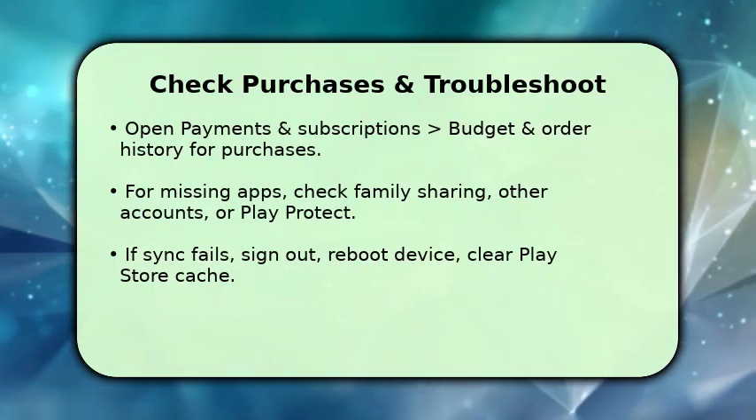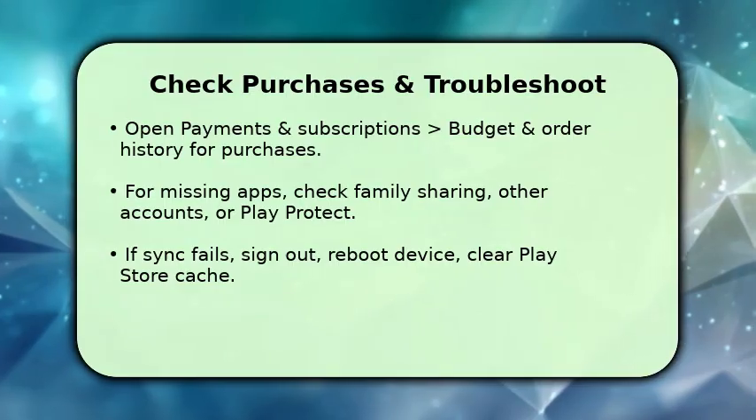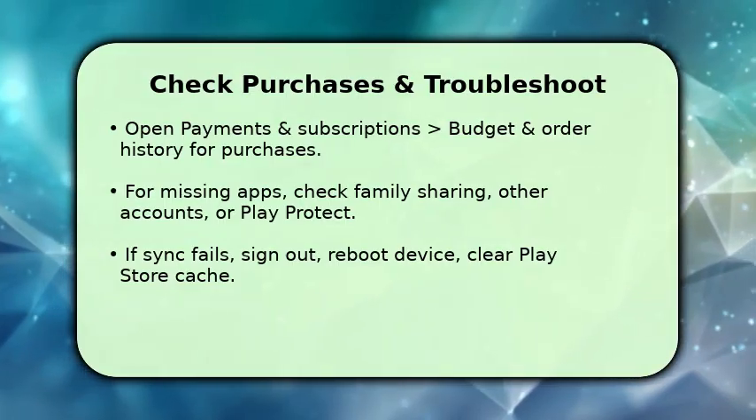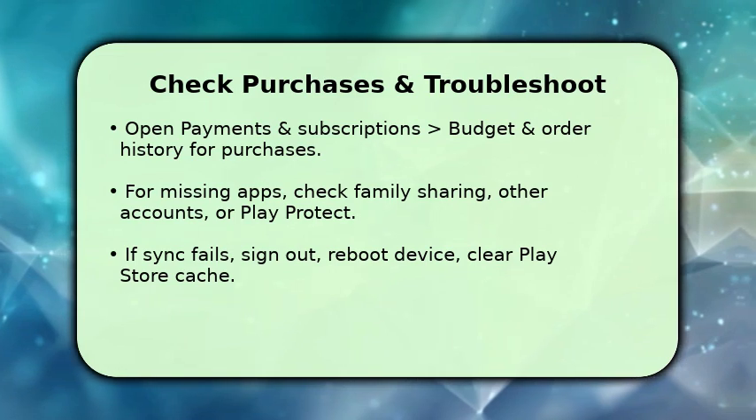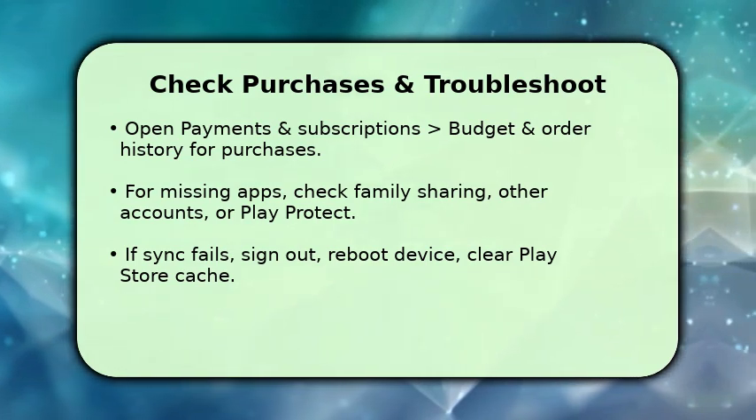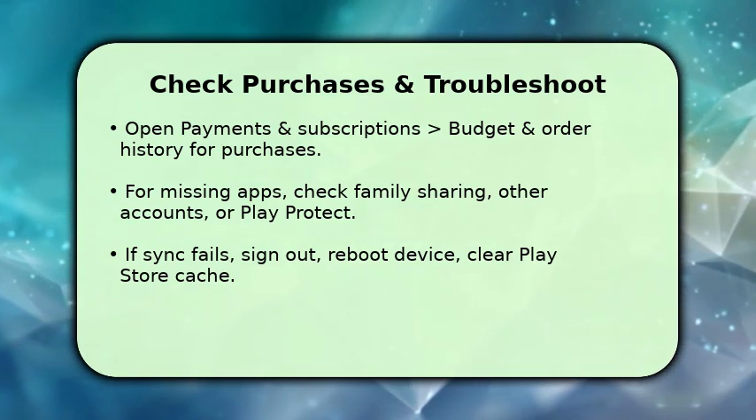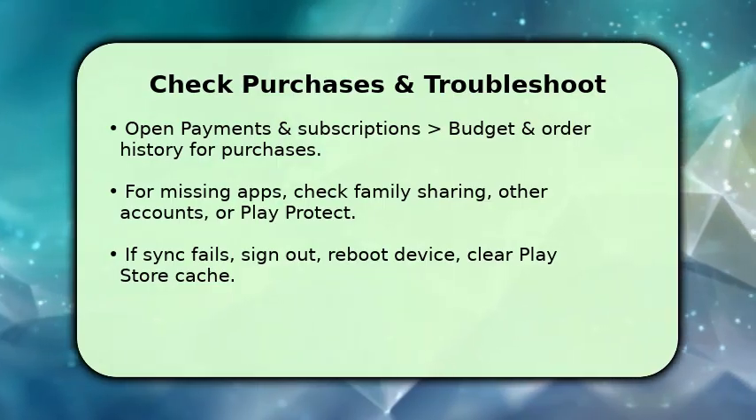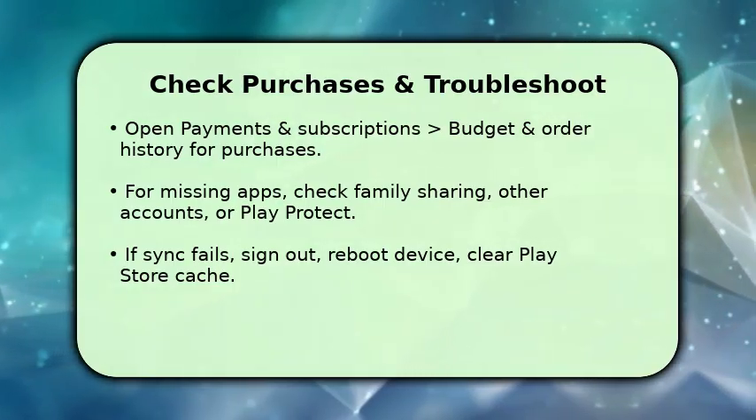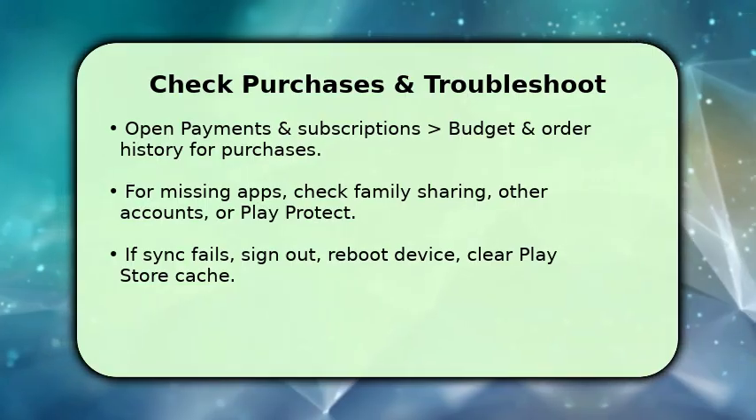To finish, inspect Payments and Subscriptions, then Order History to confirm paid app purchases. This differentiates free installs from bought items. If an expected app is missing, make sure Family Library Settings or another Google account didn't own it, and review Play Protect for blocked apps.